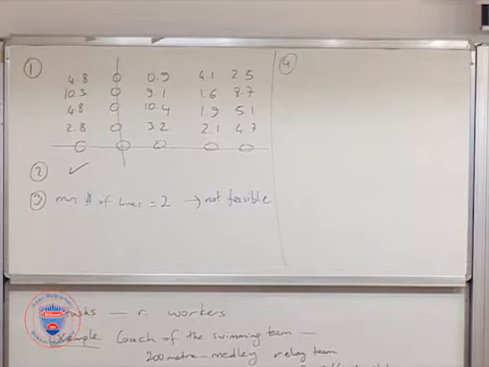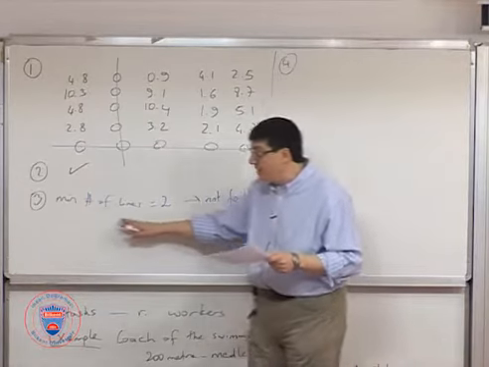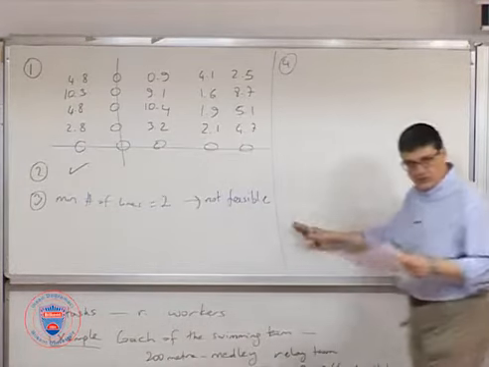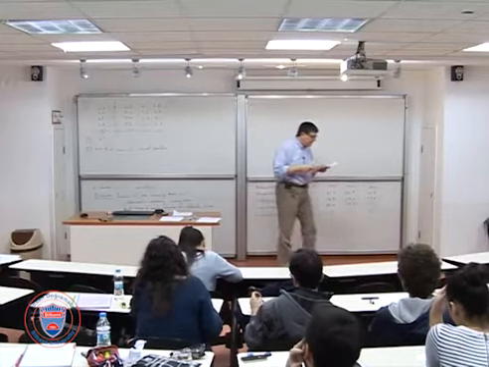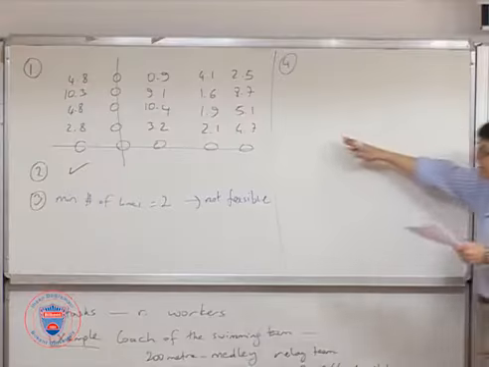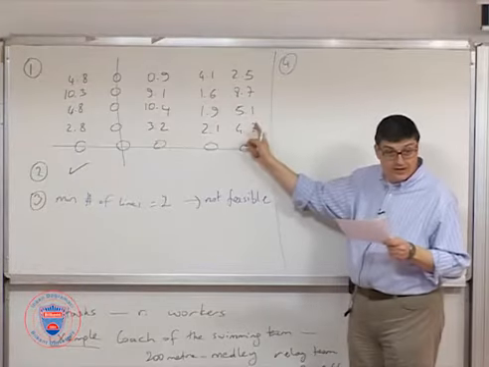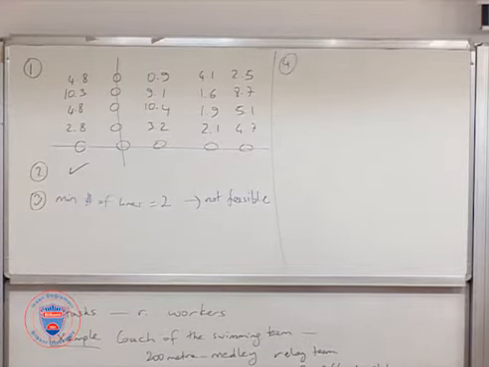Now, let's go to step 4. Step 4 says the following. If the number of lines is less than the number of rows, modify the table in the following way. So now it is less than 5, so we are going to modify the table in the following way. Now, use this figure here. Subtract the smallest uncovered number from every uncovered number in the table.